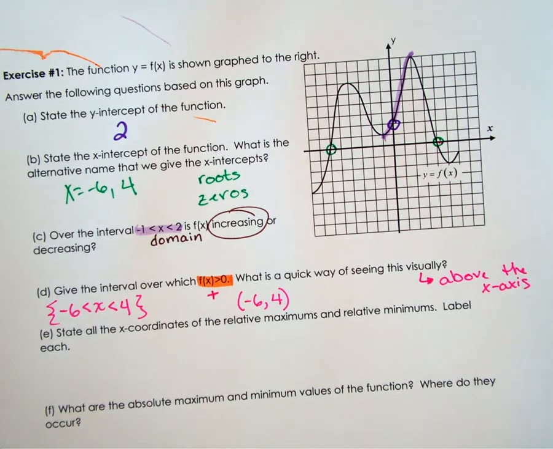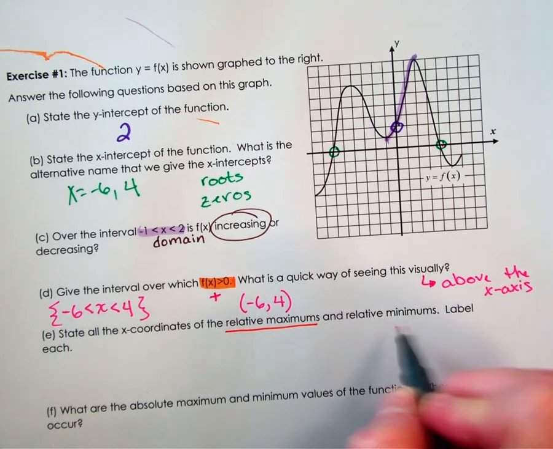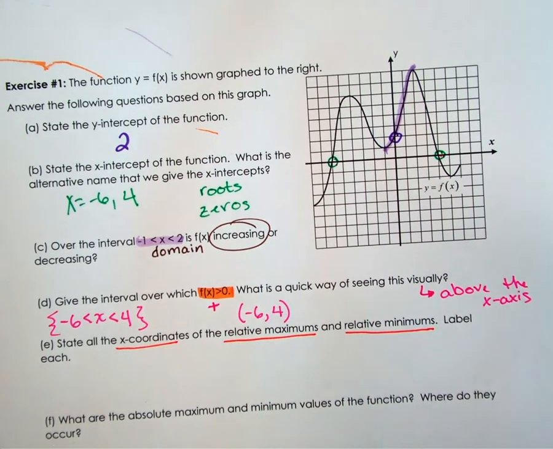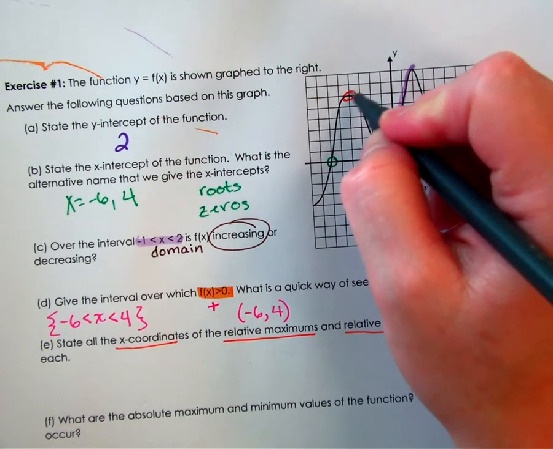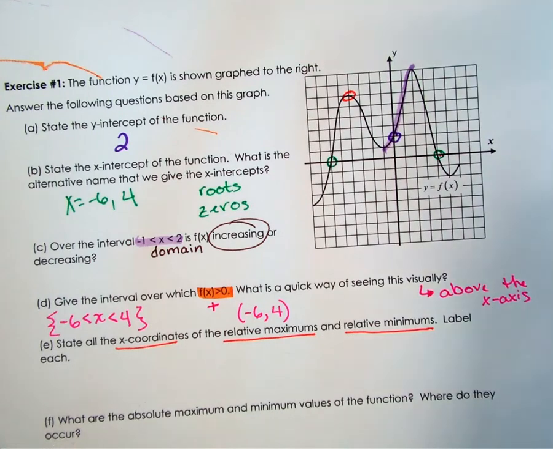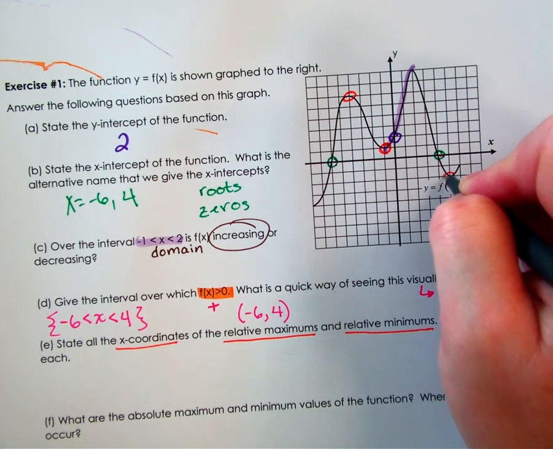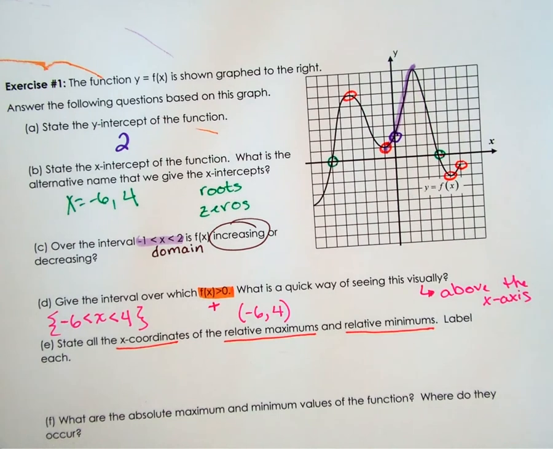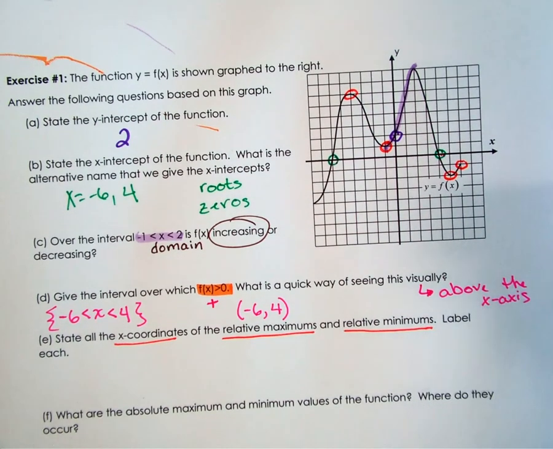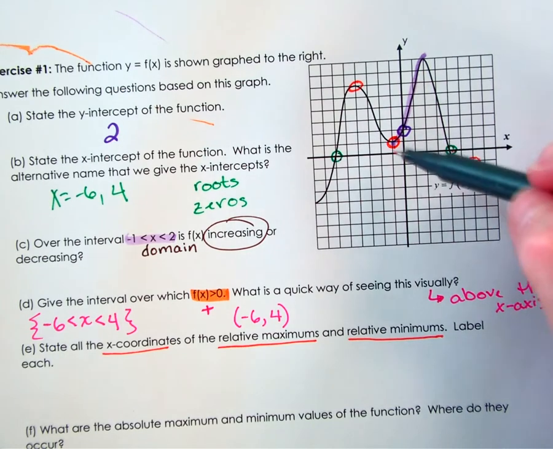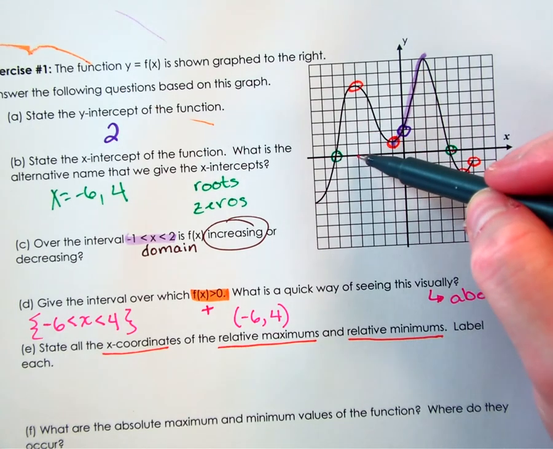All right. State all x coordinates of the relative maximums and relative minimums. Label each. So we're just looking for the x portions of those relative maxes and mins. So right here, that's going to be a relative maximum. Here is a relative minimum. And here is a relative max, followed by a relative min right there at the end. So we have a total of 4 of them. So we have 2 relative maxes, 2 relative mins. So let's see here. 1, 2, 3, 4.